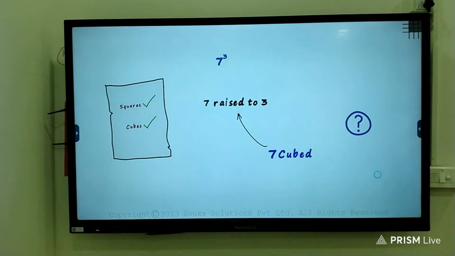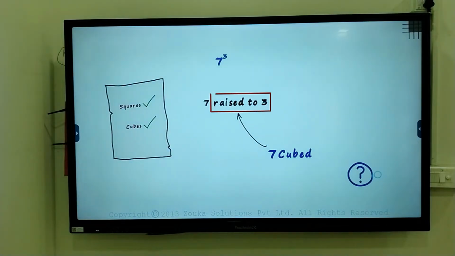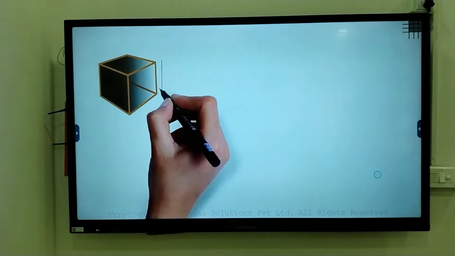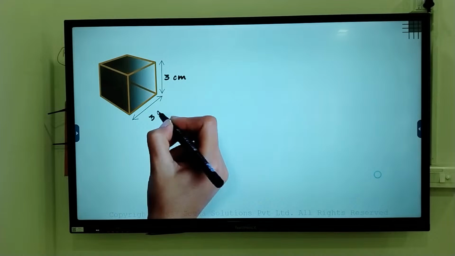Why do we have a distinct name for raised to 3? Well, it's the same reason as to why we have a distinct name for raised to 2. It's because raised to 3 has many applications. Here is one of the practical examples. Assume we have a box in the shape of a cube. Assume the length of all its edges equal 3 centimeters.